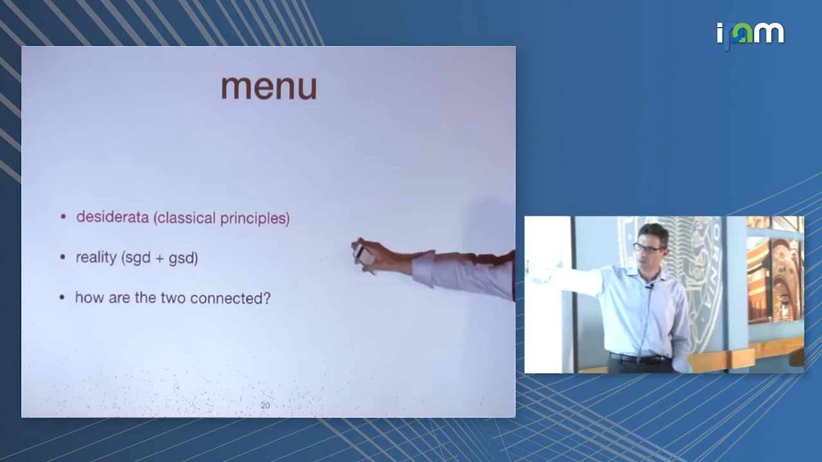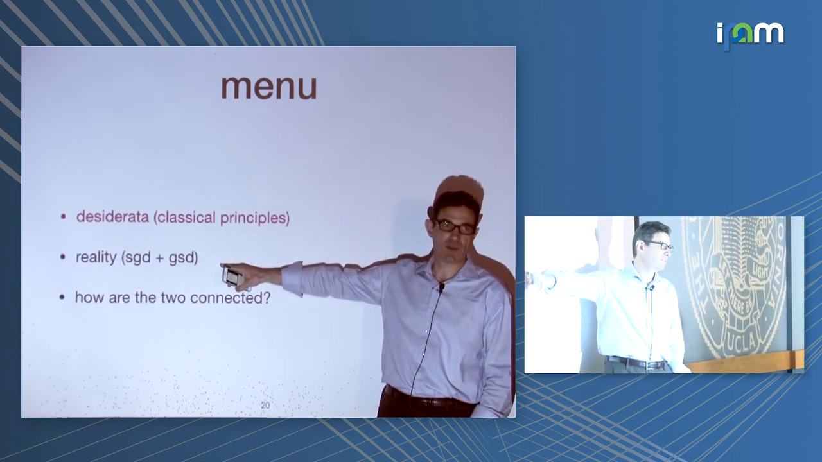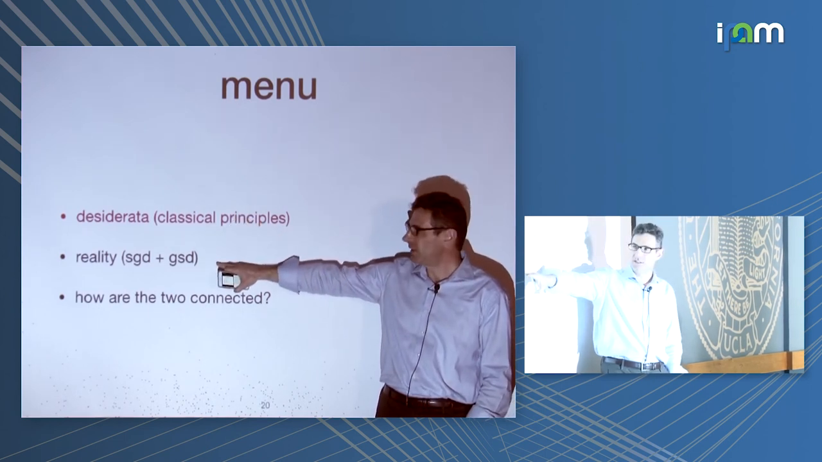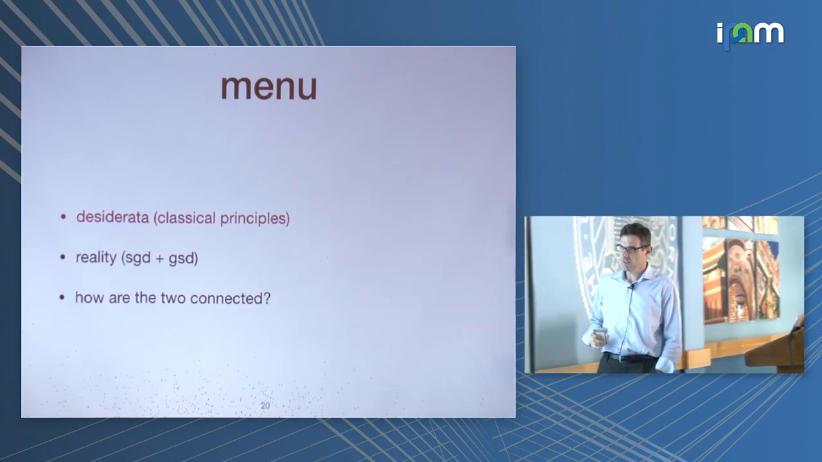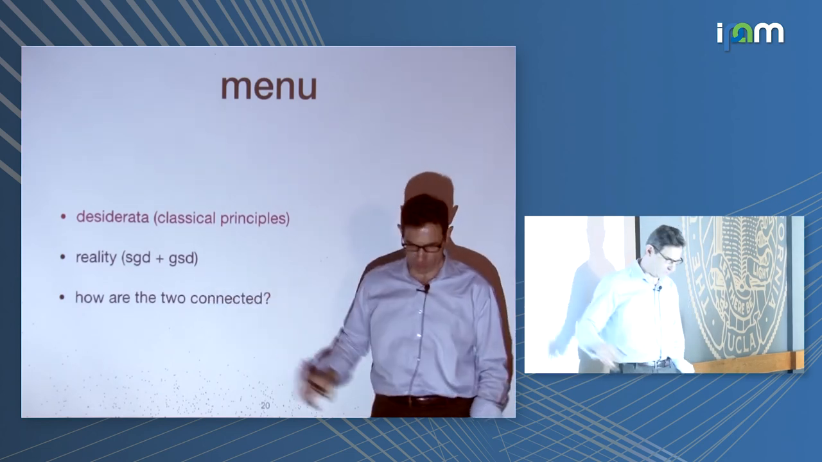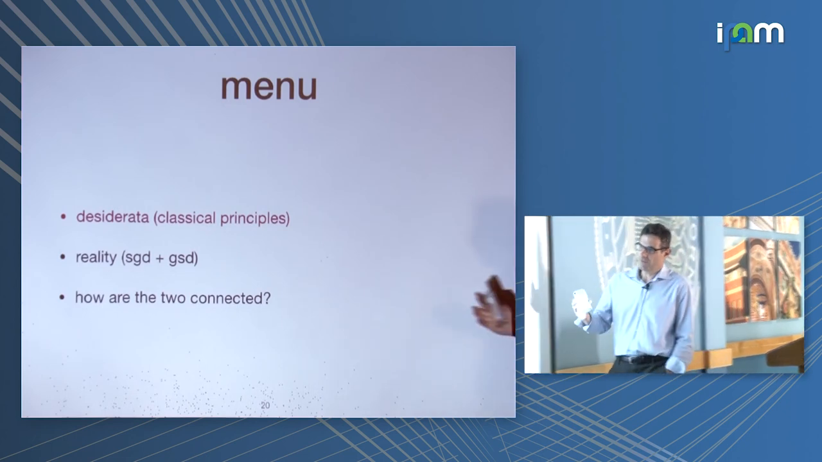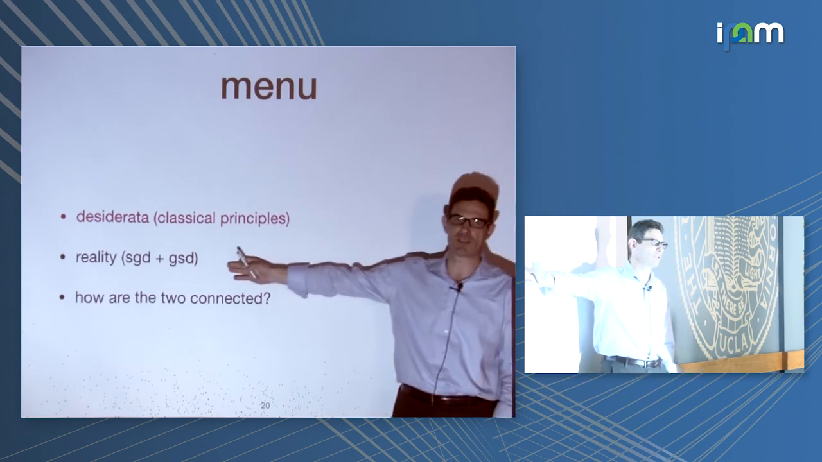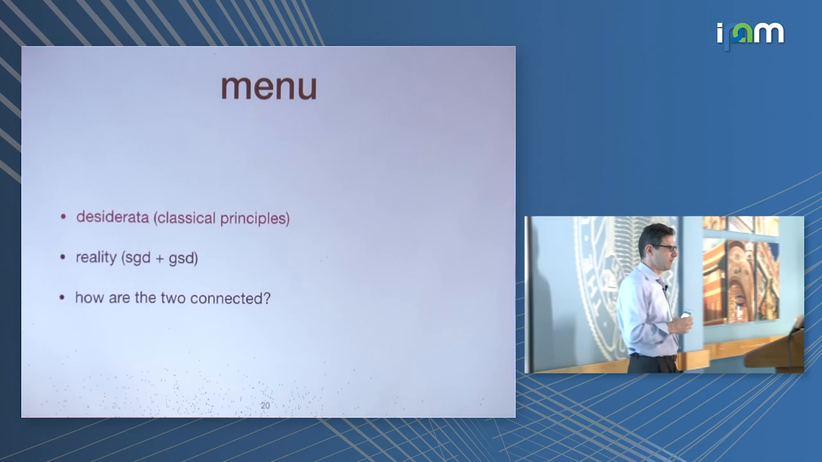Now, in deep learning today, we do stuff that at face value has nothing to do with this. So I will describe the practice, the real workhorses of deep learning, which are SGD and GSD. SGD stands for stochastic gradient descent, GSD for graduate student descent. So these are the two things that make deep learning work. And what I find most surprising is that these two things are actually related, in the sense that in the process of doing this, we actually achieve some of the desirable properties that we started with at the outset.